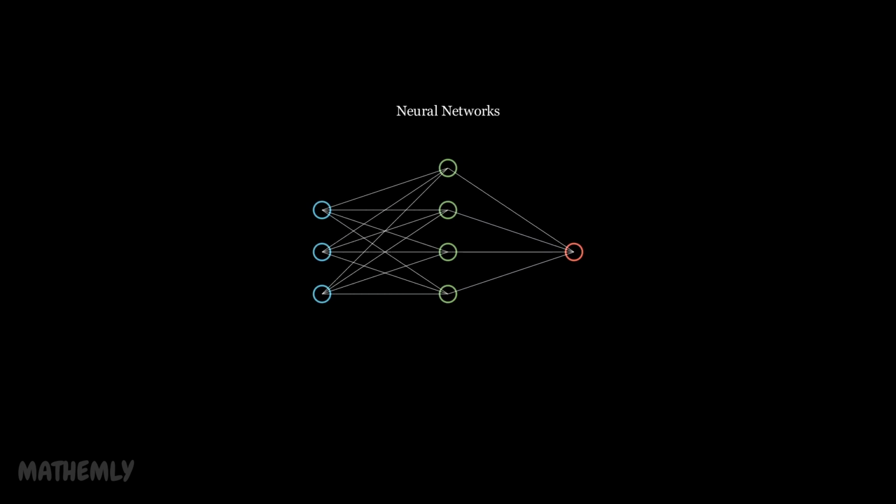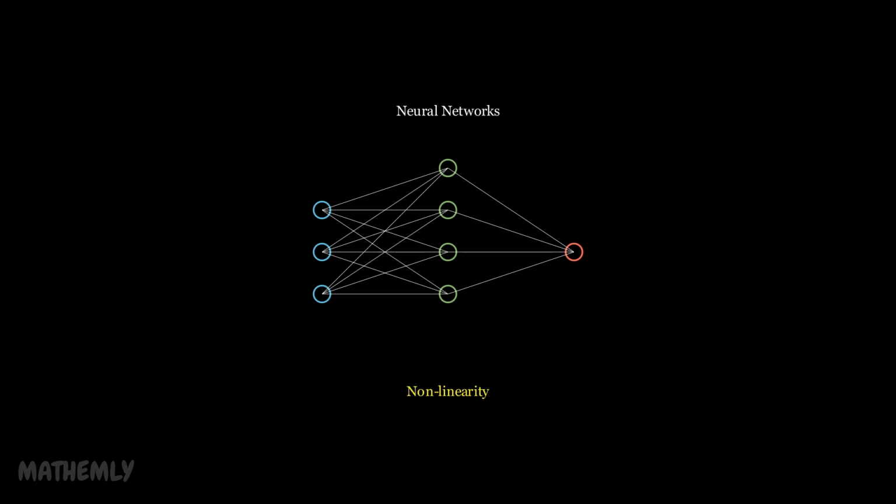Now that we have seen how linear models fall short, the natural question is, how do we go beyond straight lines? This is where neural networks come in. Instead of being restricted to just a single weighted sum of inputs, they introduce nonlinearity through layers of transformations.